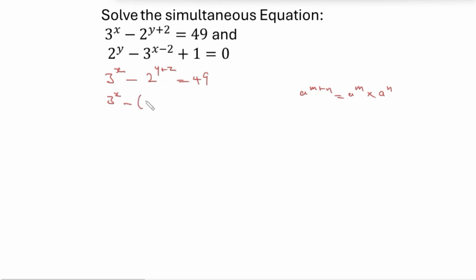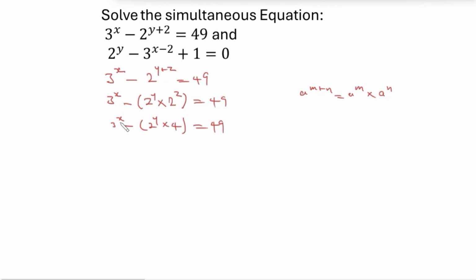So we do it here, 2 raised to the power y, where y is the power, and then the plus sign separates this into multiplication, multiplied by 2 raised to the power 2. So we can take one of these two again and add the powers. We have this, so close the bracket, is equal to 49. So we now have 3 raised to the power x minus 2 raised to the power y times 4 is equal to 49.